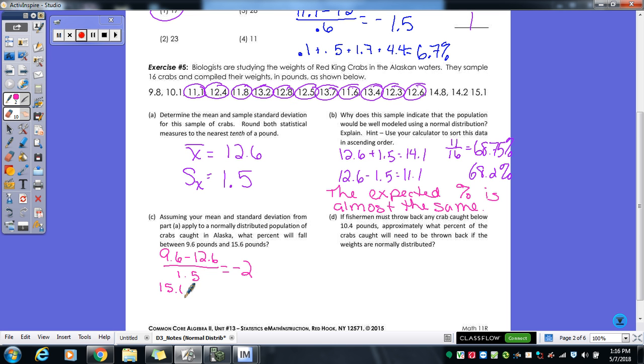All right, let's figure out where 15.6 is going to fall on the bell curve. We subtract the mean, divide by the standard deviation. Two. It falls at +2. We have already figured out once on the front, -2 to +2 is what percent? Two standard deviations from the mean was what percent? 95.4%. So 95.4% will fall between 9.6 and 15.6.